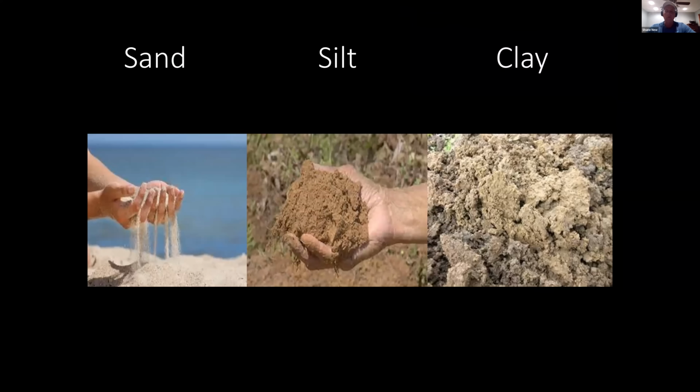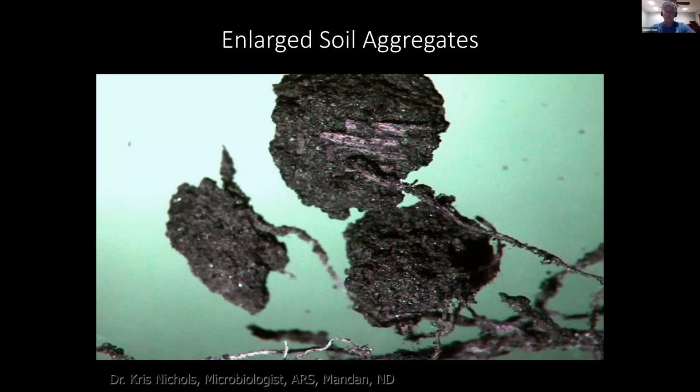But if we're just dealing with sand, silt, and clay, without the biology, that's what we have. But all of us have these properties existing in most of our soils, a combination of these. So how do we take the sand, silt, and clay and turn this into productive systems? Well, we've got to start building the biology. And this is a great example. This is a microaggregate that's being built along the rhizospheres.